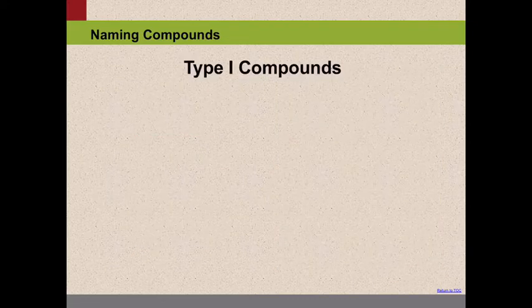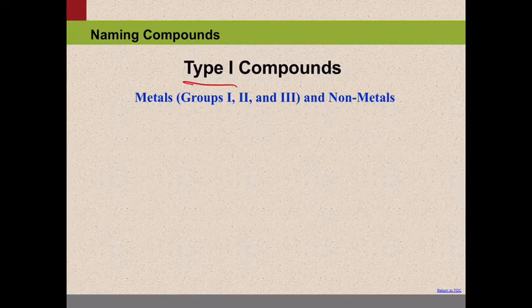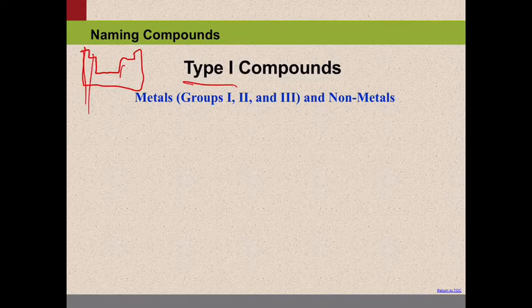Type 1 compounds, again, this name type 1 is not important to you. You just need to recognize them as the things that come from group 1, group 2, group 3, which again, as I mentioned a second ago, on the periodic table, that's going to be the stuff. Let's get a little drawing here going. That's going to be group 1, group 2, and group 3 right here, everything except for boron, leaving out again the transition metals.